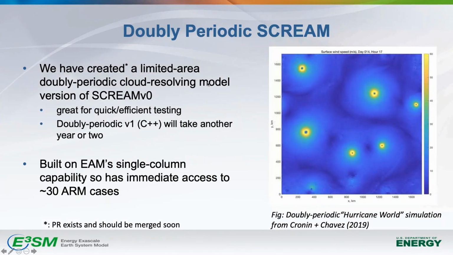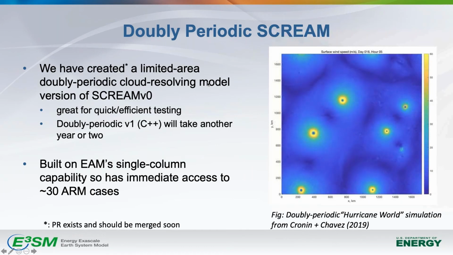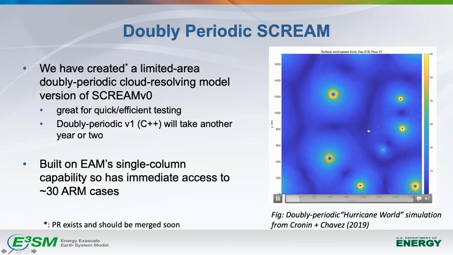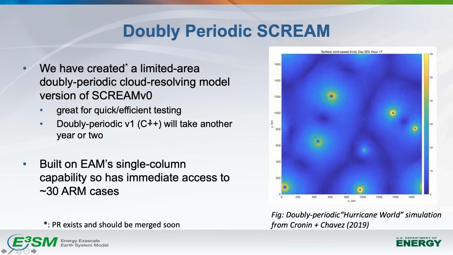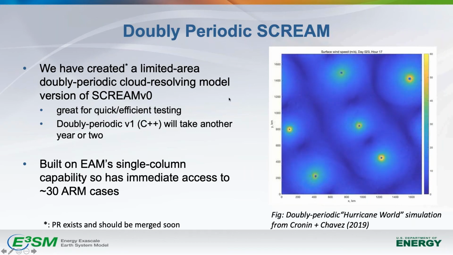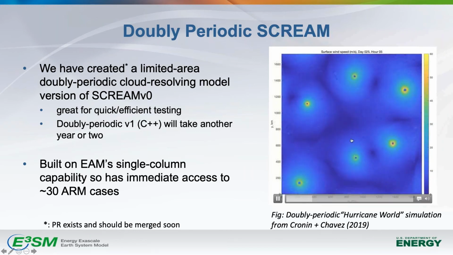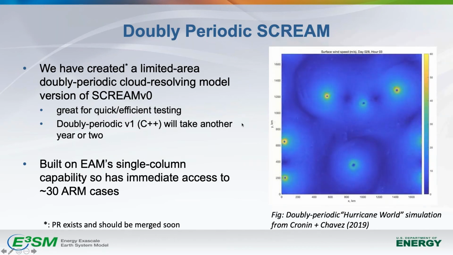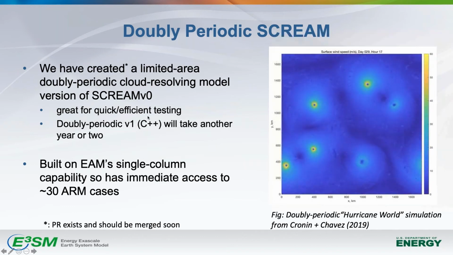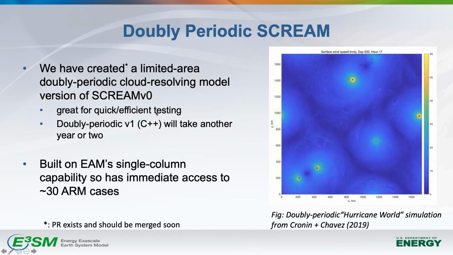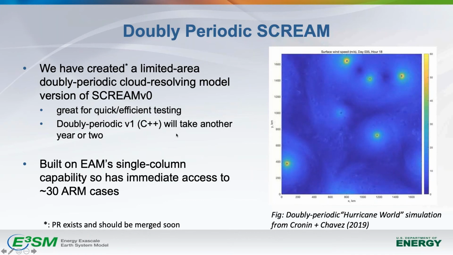I did want to mention the doubly periodic Scream capability, because I think this is something a lot of people are going to want to use. This graphic on the right is not from Scream; it's just an example of someone else's doubly periodic domain. The basic idea is that points that flow out one side of the domain just appear on the other side. This allows you to have a limited-area, local version of the model, which is great for testing because you don't have to simulate the whole world.